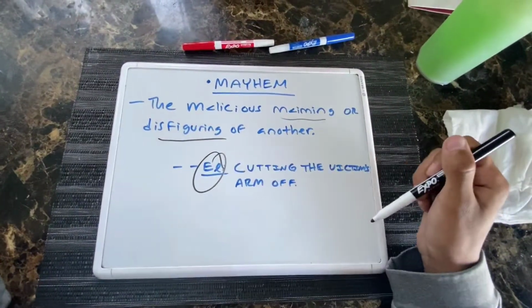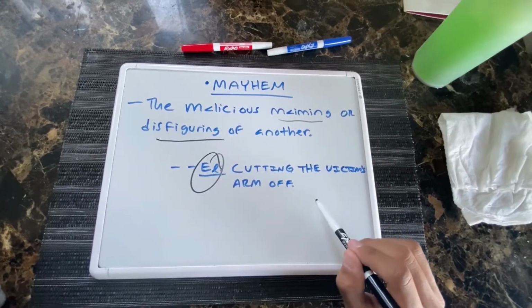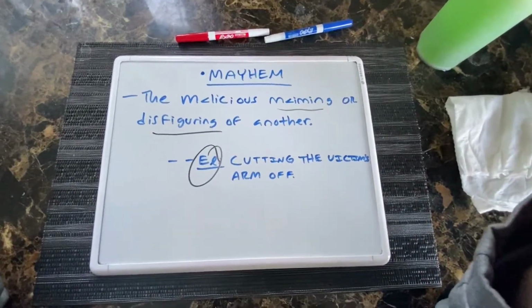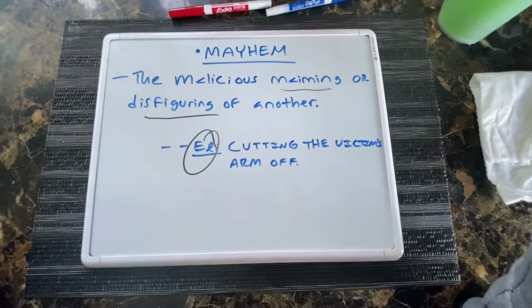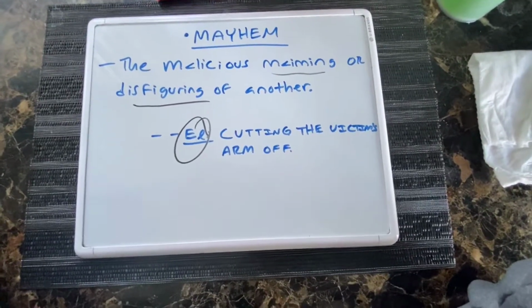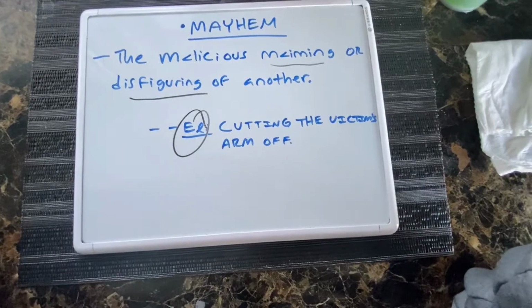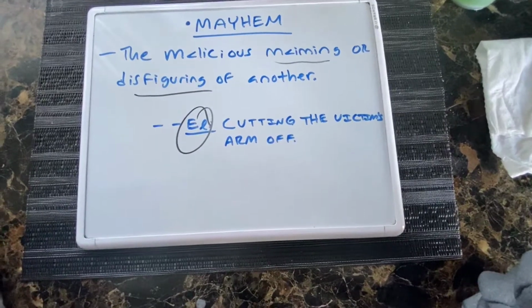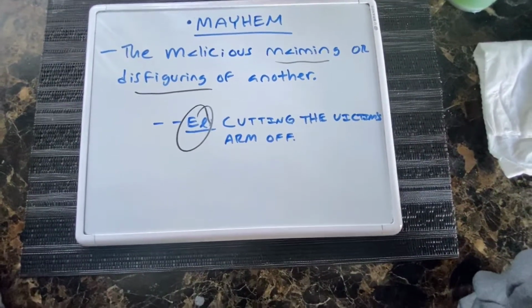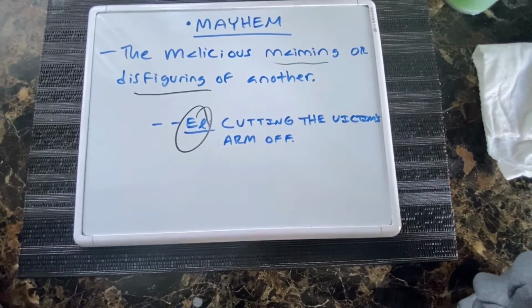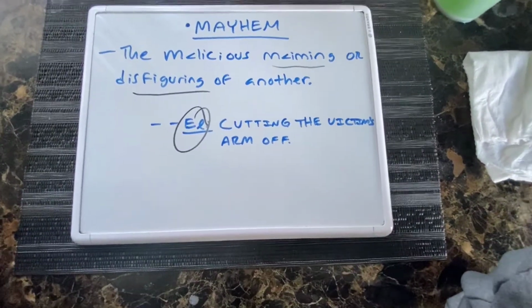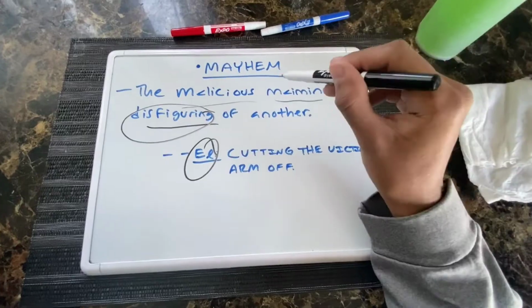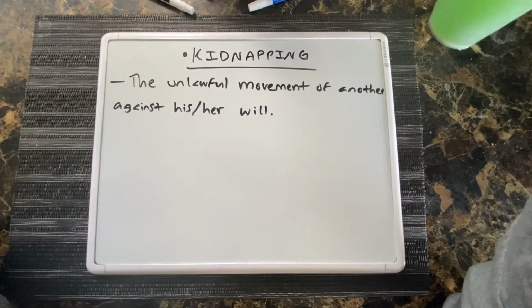An example of this is cutting off the victim's arm. So let's just say that Riley cuts off Israel's arm because he's angry. That is an example of Riley maliciously maiming Israel's body. An example of disfiguring, let's just say that Eric gets a baseball bat and beats the crap out of Snovik's legs, and Snovik is now paralyzed from the waist down. That is an example of the defendant maliciously disfiguring the victim. That is a felony.